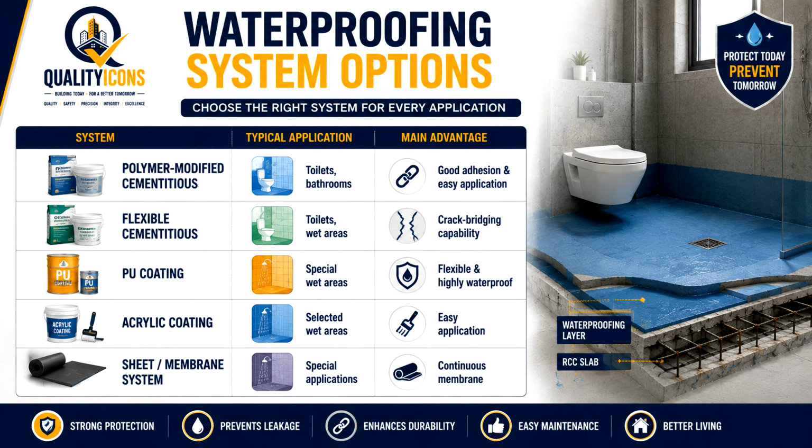Waterproofing system options. So, what options are available? There are different waterproofing systems available. Material selection should depend on the application. For toilets, bathrooms, or wet areas, polymer modified cementitious systems are commonly used because they provide good adhesion to cementitious substrates and are convenient for brush or roller application. Flexible cementitious systems provide additional flexibility and crack bridging capability.